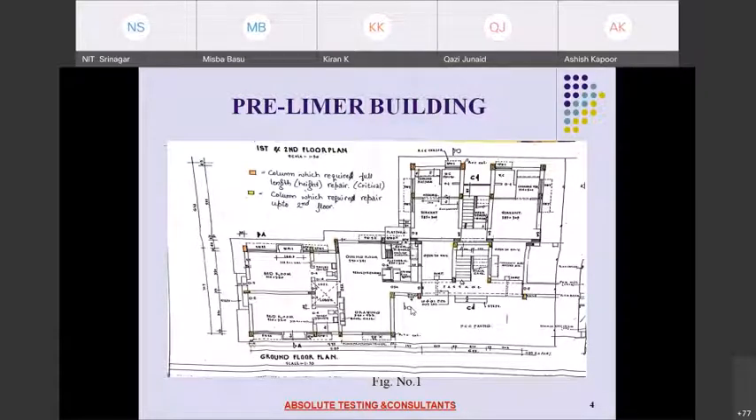So you can see this is the plan of a building. It is that column which required full length repair, which is marked with orange color, and column which required repair up to second floor, which is marked with yellow color. So we have done the condition assessment of this building, which is the whole plan shown over there. We will discuss later about all these components.